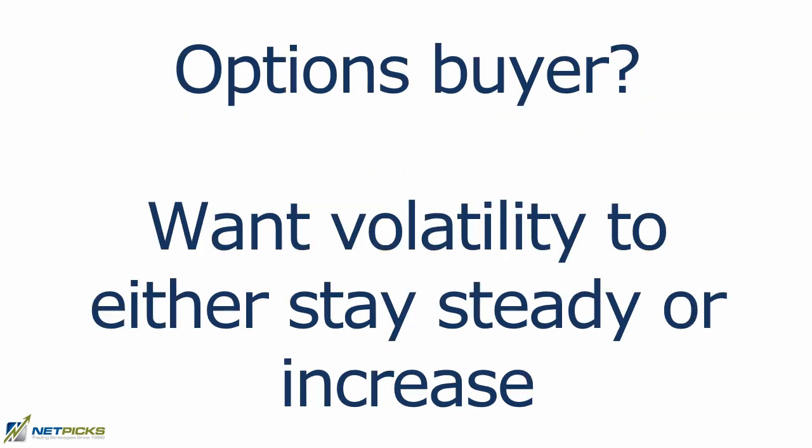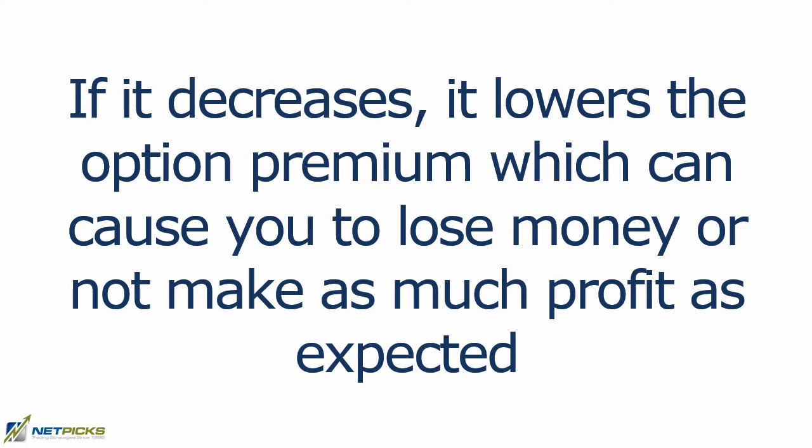If you're buying options, you ideally want the volatility to stay either steady or increase during the lifespan of the trade. If it increases, you're going to see a bigger profit potential. If it decreases while you're holding the trade, it's going to lower the option premium, which can cause you to lose money or just not make as much profit as you expected to on the trade.